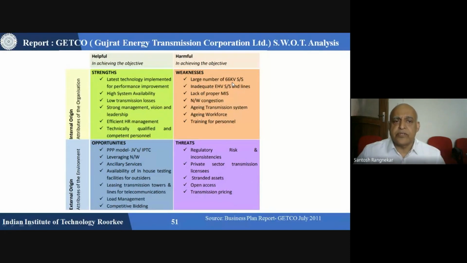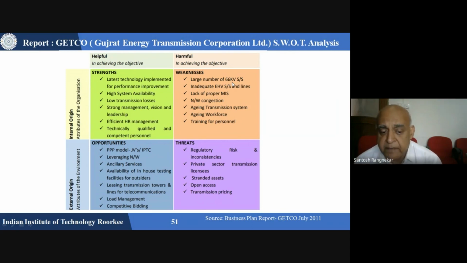Now the SWOT grid: helpful and harmful in achieving the objectives, with external origin and internal origin. The external origin covers attributes of the environment, and the internal origin covers attributes of the organization. Here the strengths are the latest technology, high system availability, low transmission losses, strong management vision and leadership, efficient HR management, and technically qualified and competent personnel. While the weaknesses are a large number of 66 kV lines, inadequate EHV lines, lack of proper MIS, network congestion, aging transmission system, aging workforce, and training for personnel.